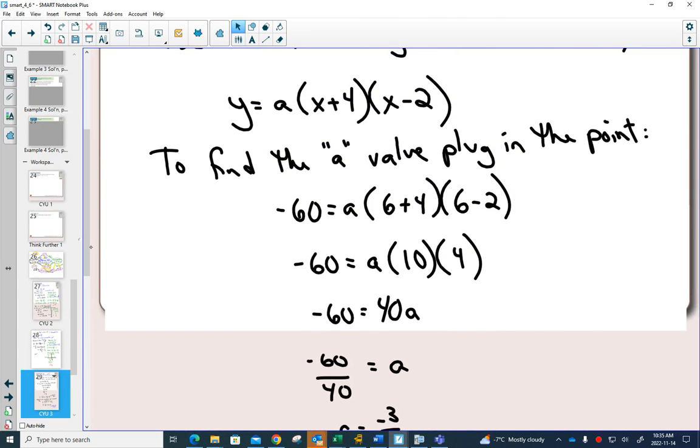This, I want to just put a star. This is a very important piece of information. Plugging in a point to find the a value comes up a fair bit in questions.